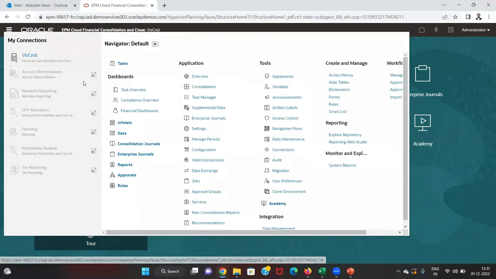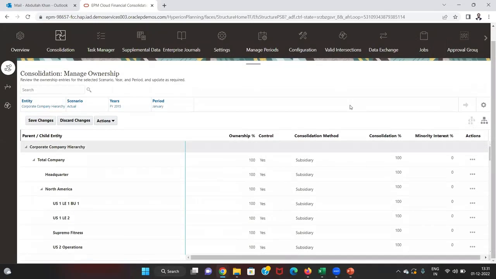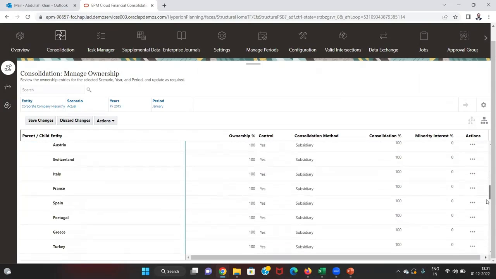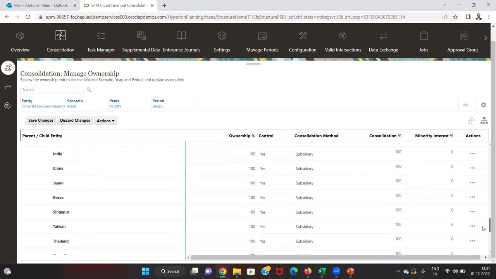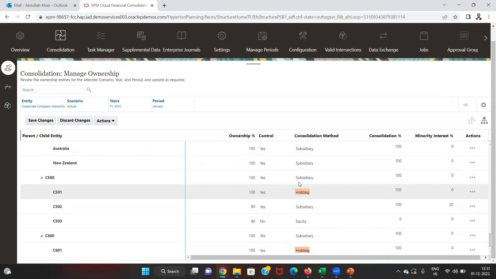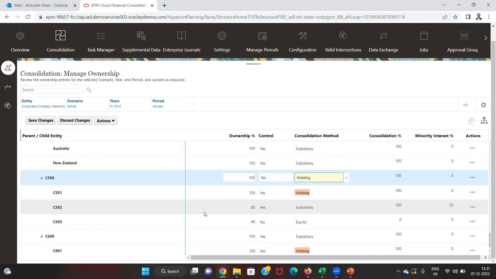First we'll go to consolidation and go to the data ownership structure. We have to select the period. I am taking the period as January, year as FY 2015. And I'm going to take my entity as C500, the consolidated entity. This is my group, which is C500. I can change this to holding. There's no issue in that. C501 is my holding.